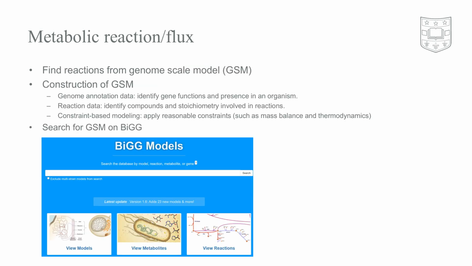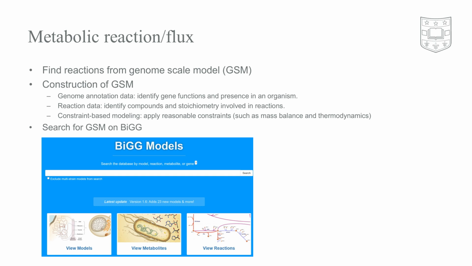Metabolic reactions and flux can also be studied using genome scale models, which provide a system-level understanding of an organism's metabolism. These models integrate various types of data to map out all potential reactions within a cell. Constructing a genome scale model involves several steps. First, genome annotation data is used to identify gene functions and their presence in the organism. Next, reaction data is added to define the compounds and stoichiometry of each reaction.